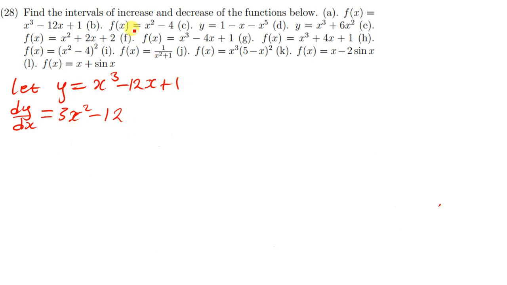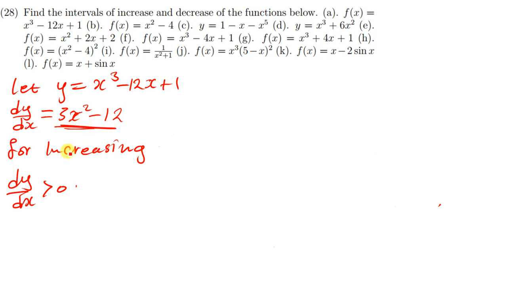So we know to say that for increasing functions, for a function which is increasing at a given point or on a given interval, dy/dx in that interval is always greater than 0. In other words, this function is going to be greater than 0 if the function is increasing. So we say 3x squared minus 12 is greater than 0. Hence, we can find the value of x.